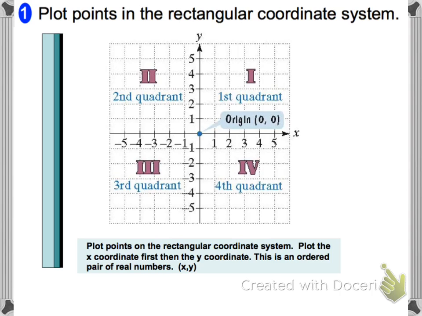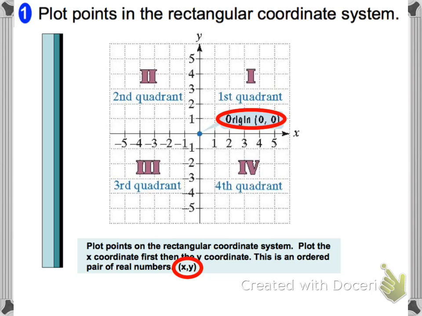The first objective that we'll discuss is plotting points in the rectangular coordinate system. This should be a big review for you from your previous math courses. Remember that our points are written in the form x, comma, y. X is the horizontal axis, y is the vertical axis, and the point in the middle, remember we called the origin, 0, 0.